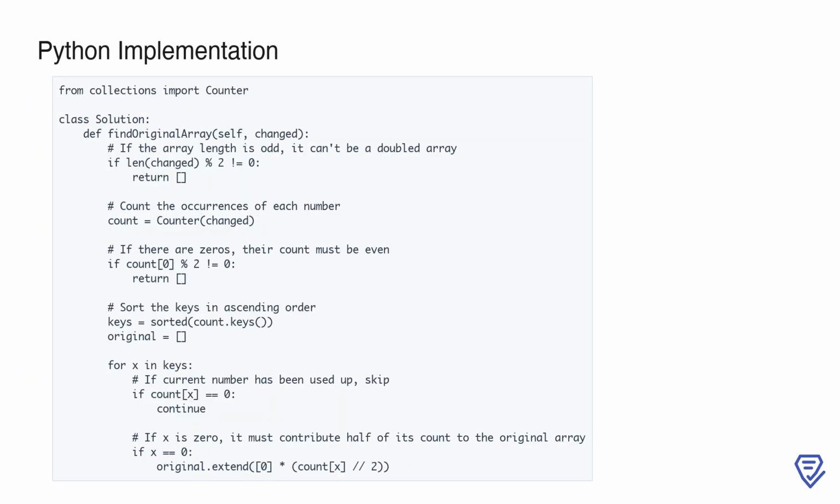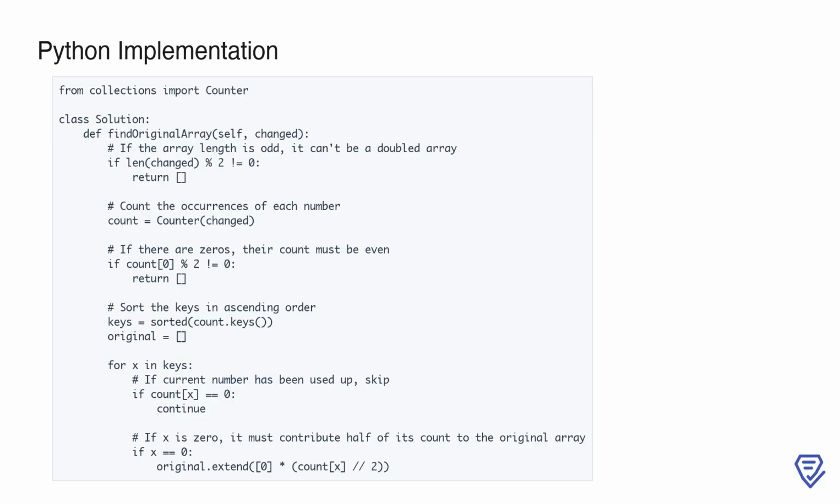To solve the problem of finding the original array from a doubled array, we begin by checking an essential condition. If the length of the input array, changed, is odd, it's impossible for it to represent a doubled array, so we immediately return an empty list. Next, we use the Counter class from the collections module to count the occurrences of each number in the array. This helps us understand the frequency of each element, which is critical for reconstructing the original array.